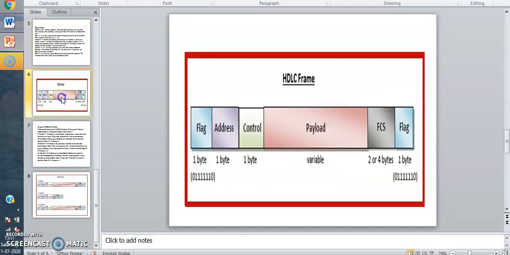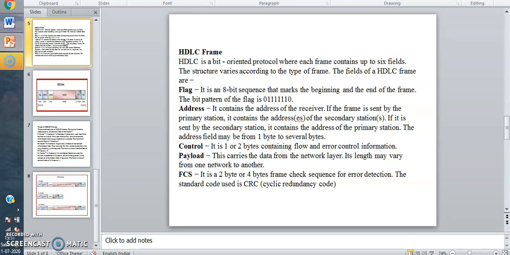And next comes address. What is address? It contains the address of the receiver. If the frame is sent by the primary station, it contains the address or addresses of the secondary stations. If it is sent by the secondary station, it contains the address of the primary station. The address field may be from 1 byte to several bytes.